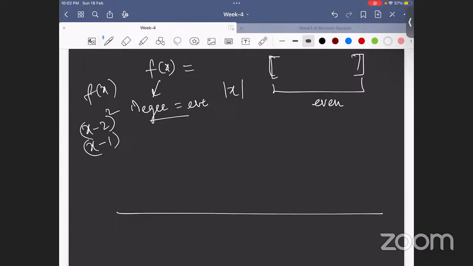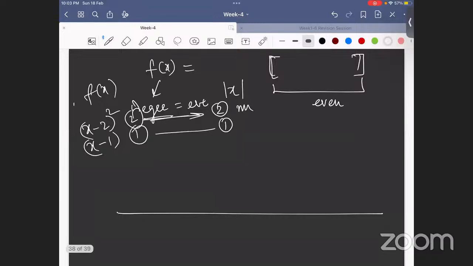For this function, you have two different roots, 2 and 1, but 2 is a repeated root. So basically this has a multiplicity of 2, right? And at x equals 1 you have a multiplicity of 1, right? So what does this mean? First of all, this is a degree 3 polynomial, correct? This is clear. Now tell me, how will you plot this function?